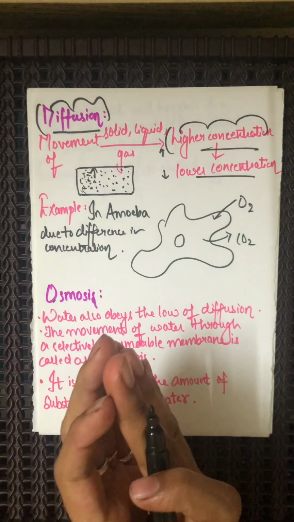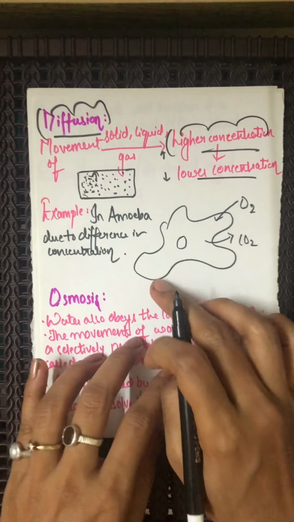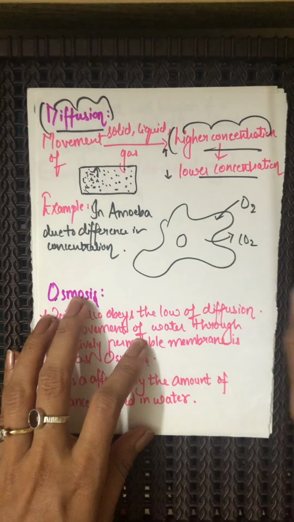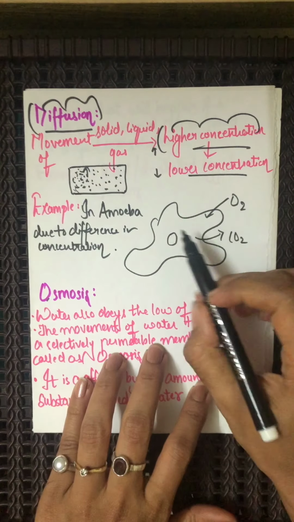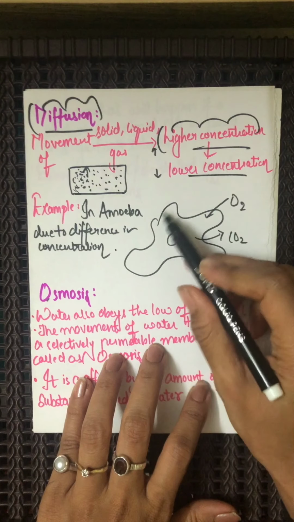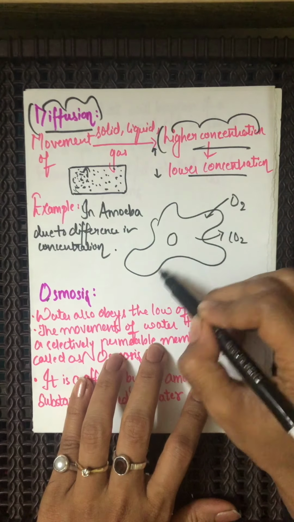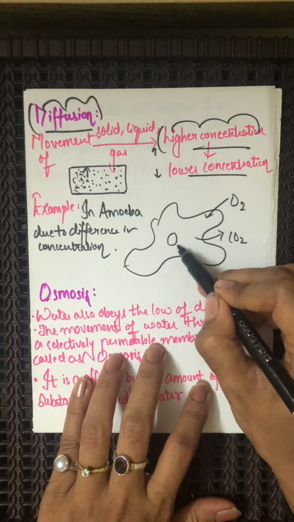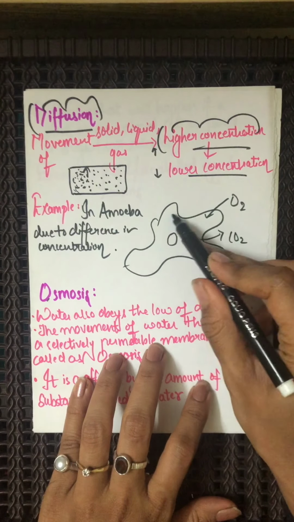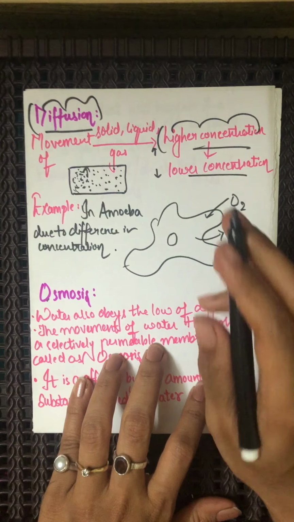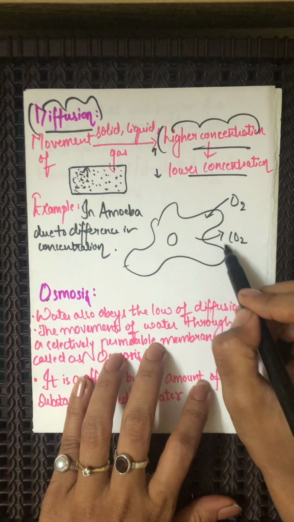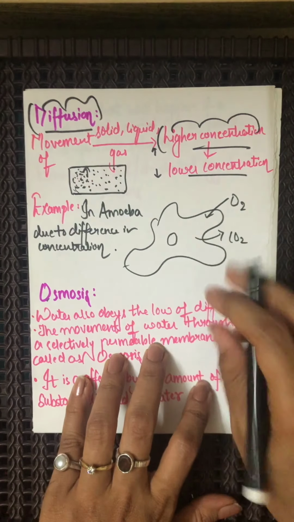Diffusion. Do you understand this? For example, take the example of an amoeba, a single cell organism. If this is the single cell of an amoeba, this is the cell membrane, this is the nucleus, and the rest of the white part is nothing but the cytoplasm. Talking about the function of the cell membrane, how does it do diffusion?